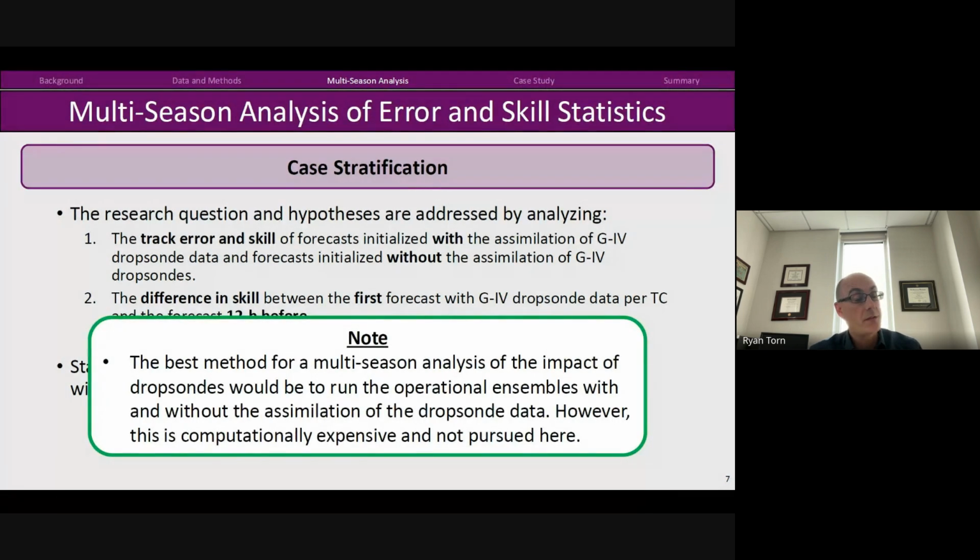So the strong caveat here is that this is a kind of cheap version of looking at the impact of dropsonde data. The better way to do it is what others have talked about here, where you run an experiment with and without that particular data, but we just did not have access to the computing to do that. So we're just trying this way. So next slide.